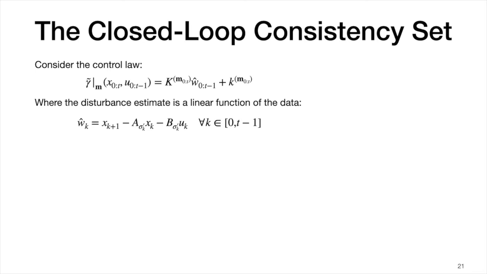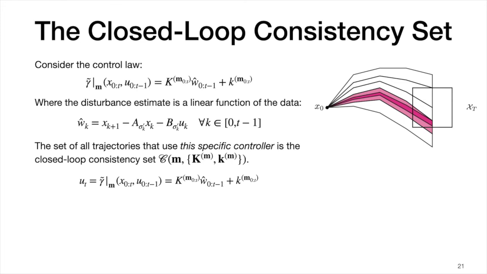Importantly, it amounts to a linear combination of the data, that is the previous states and inputs, at each point in time. If we assume that this specific controller is used, then we can introduce the idea of the closed loop consistency set, which is the consistency set with the added affine constraint that the input at time t is chosen as a linear combination of the previous data.